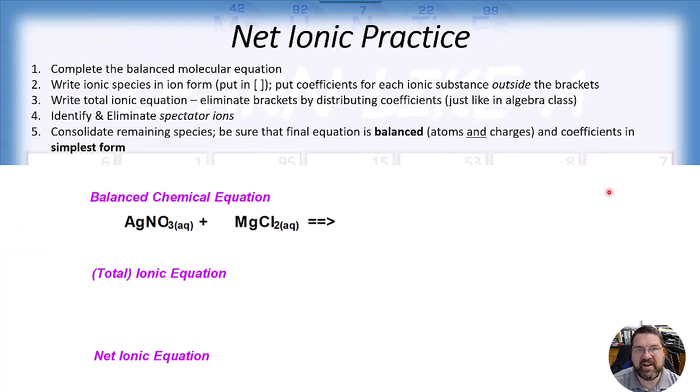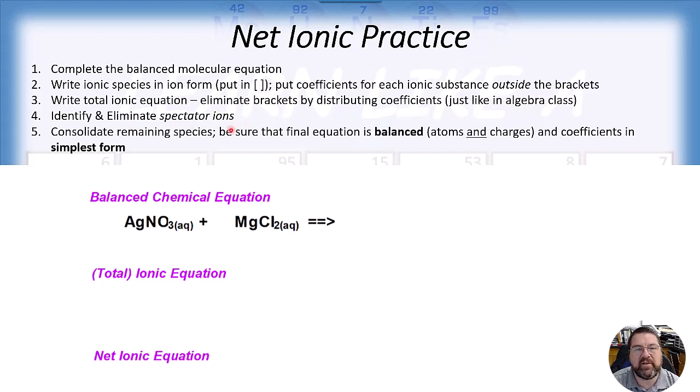So when we write net ionic equations, the first step is to write the balanced molecular equation, and then write the ionic substances in ion form. Now, one strategy is to put that into brackets, and I'll explain and show you here in just a minute why that is. And then you put the coefficients outside the brackets. Then you write the total ionic equation. So you get rid of your brackets by distributing, just like we would in algebra when you have coefficients.